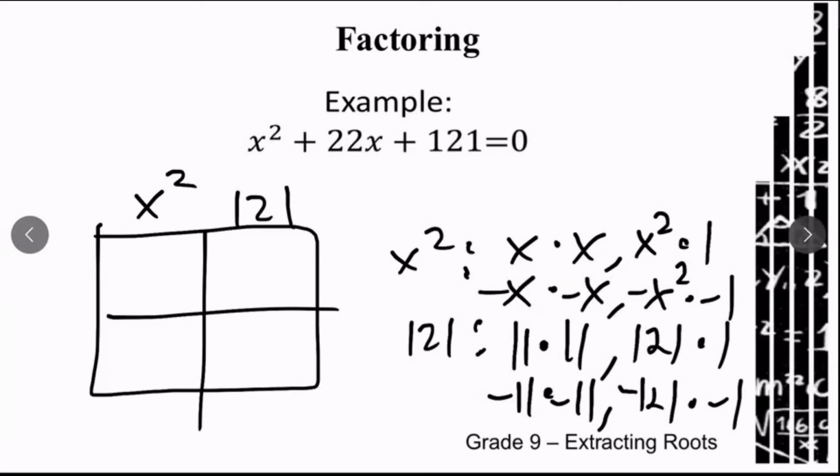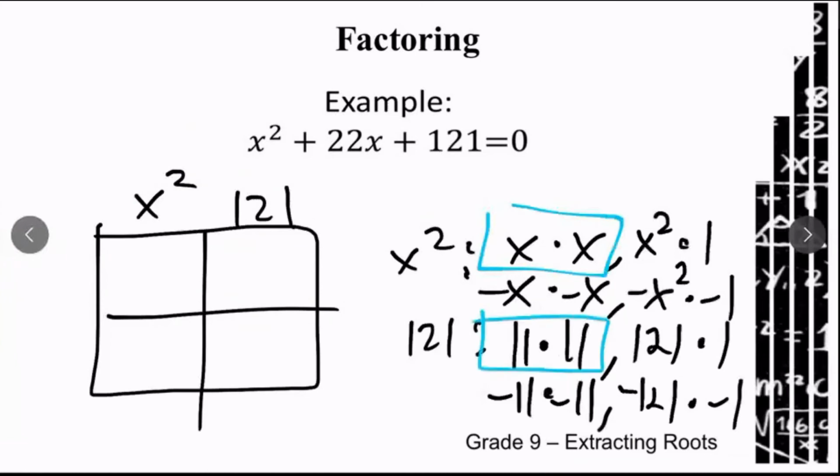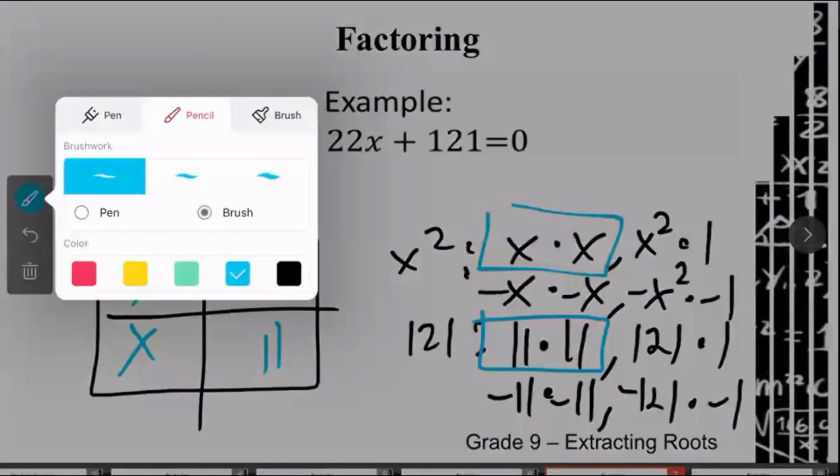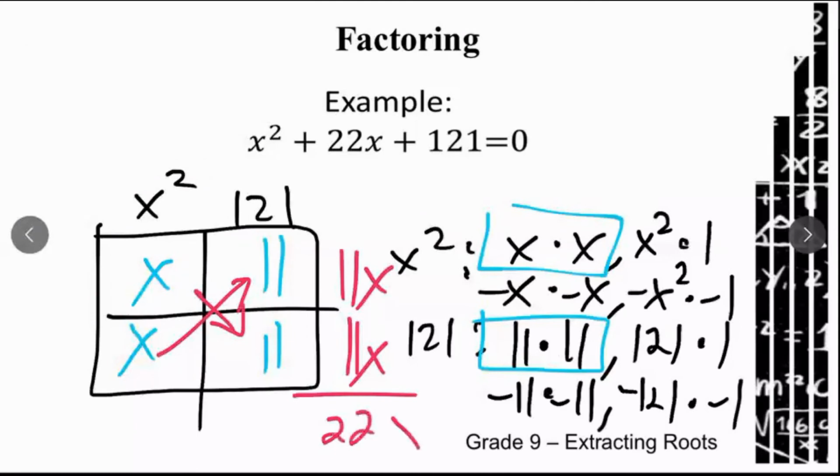Now, let us try it out kung ano po yung applicable na pwede natin magamit. Let us try the first numbers. We have x and x, 11 and 11. Multiplying them diagonally, we have x times 11 is 11x. X times 11 is 11x. By adding them, we have 22x. Same ba tayo ng middle term so far? Yes, they are the same. Therefore, in this given x factors and 11 factors, we obtain the correct middle term. Therefore, we obtain the correct factored form.